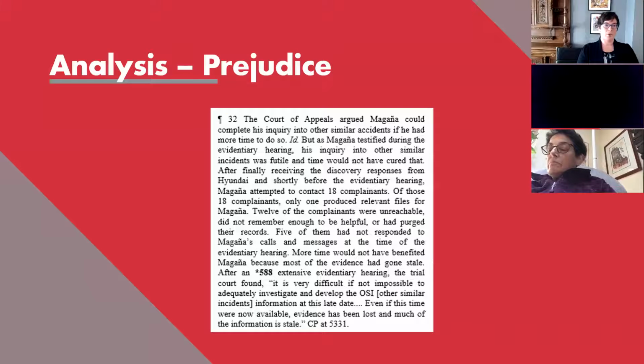All of this is very important to being able to support a decision where you're not only asking for sanctions, but you're asking for one of the most extreme sanctions, where basically the trial court is going to decide that Hyundai loses without a trial.